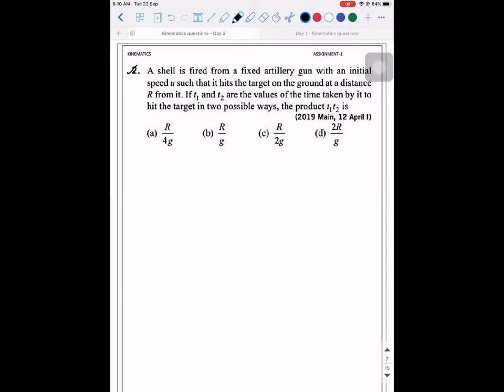So, what does the keyword hit the target in two possible ways mean? What are they trying to say? The shell, okay, take it as a bullet, is fired from a gun with an initial speed u such that it hits the target on the ground at a distance r from it.